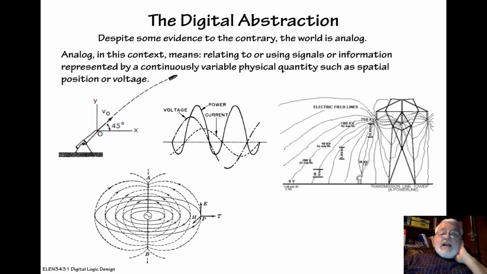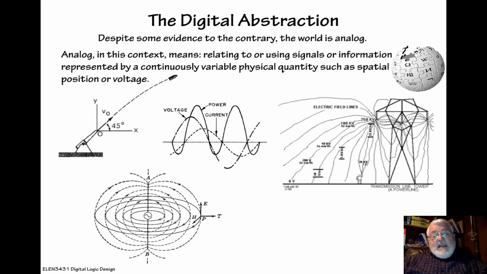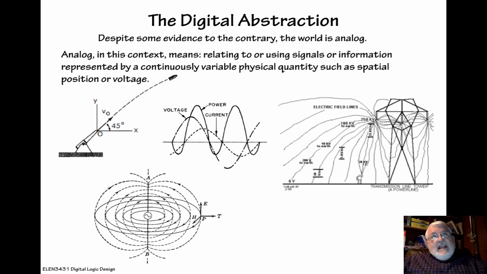All right, the digital abstraction. Despite some evidence to the contrary, the world is analog. So we're pretty much dealing with continuous signals. Analog in this context means relating to or using signals or information represented by a continuously variable physical quantity, such as spatial position or voltage. This comes out of Wiki. So there I've got a cannon, and the cannon is shooting a projectile, and that projectile, as it's moving through space, is represented by a changing physical quantity, which is the position that it's in in free space. And we can analyze that mathematically on paper. But that movement of that projectile is an analog behavior.